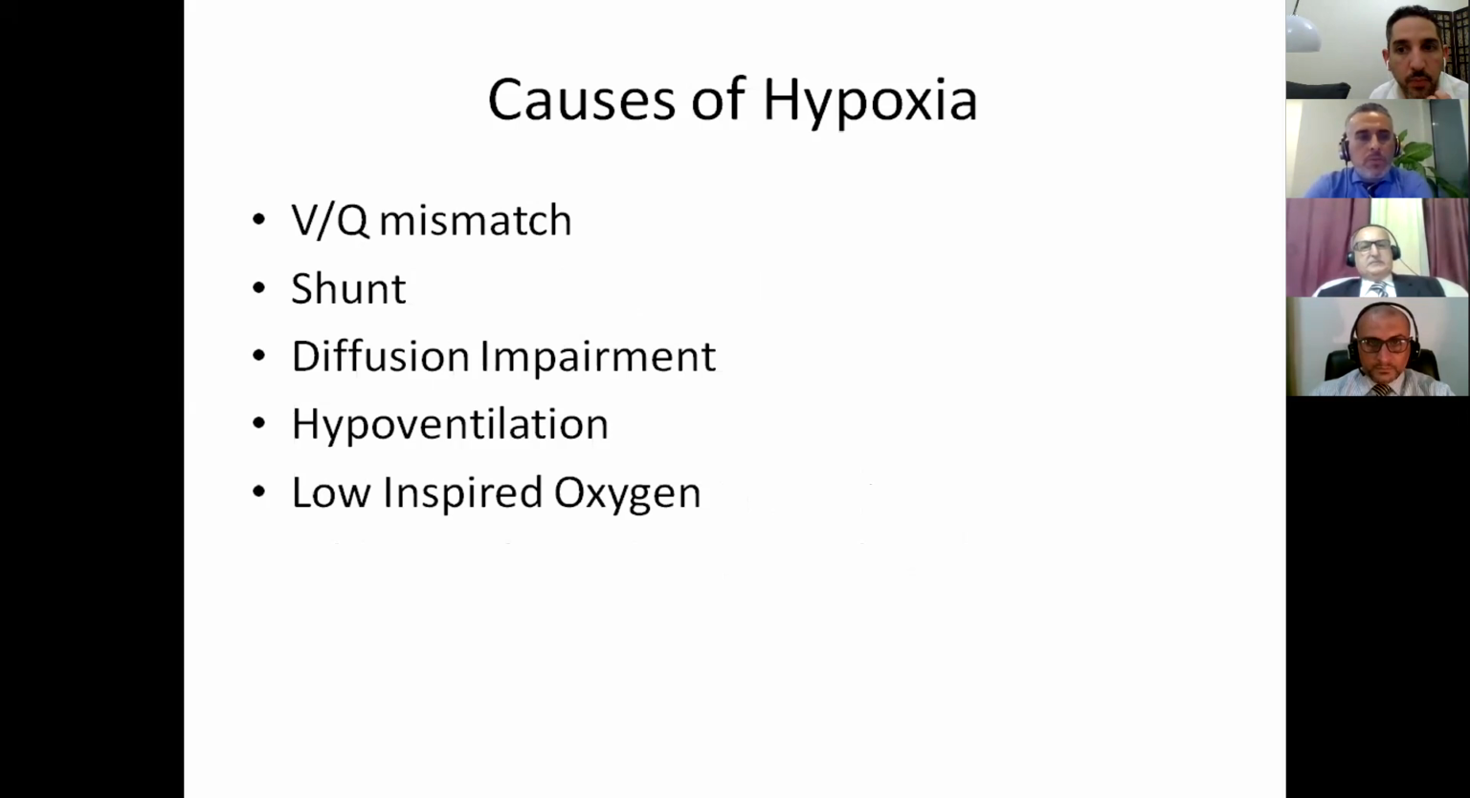So going back to the basics, what are the common causes of hypoxia? Physiologically speaking, there are 5 causes. You have ventilation perfusion mismatch, you have shunt, you have diffusion impairment, you have hypoventilation, and you have low inspired oxygen. In COVID-19, it is the VQ mismatch and the shunt which play a major role in causing the hypoxia.